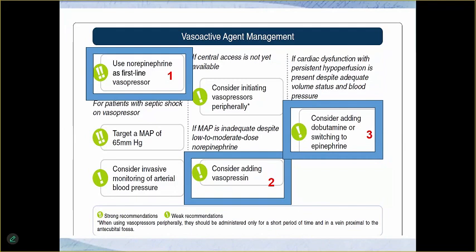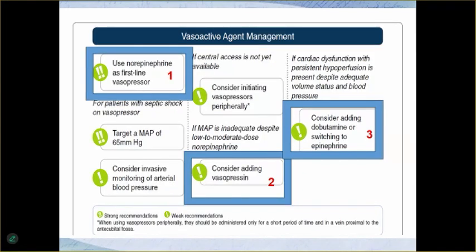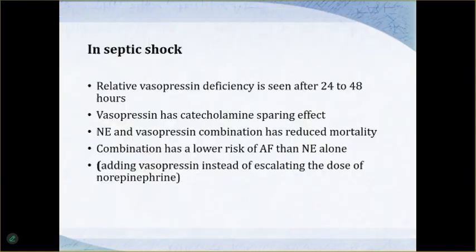Can I just emphasize on this slide, Vasanthi, why in septic shock do we have to start vasopressin? We have to start vasopressin because we find in septic shock, within the first 24 to 48 hours, there is a vasopressin deficiency. That is why they recommend that. Then the next reason is it has a catecholamine sparing effect. Thirdly, if you go up on noradrenaline, we are going to get arrhythmias. So if you add on vasopressin, you can actually avoid arrhythmias. So the combination of noradrenaline and vasopressin has reduced mortality, and it also has reduced arrhythmias. So that is the combination that we look for in septic shock.